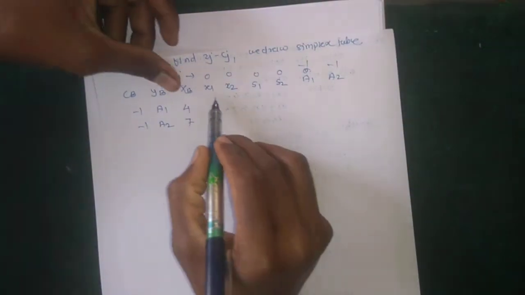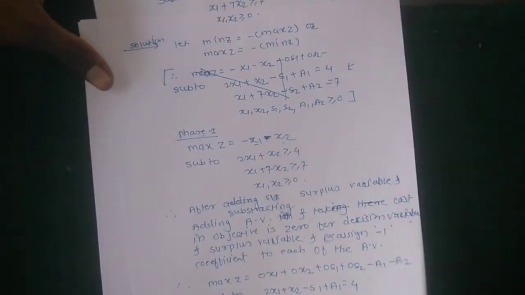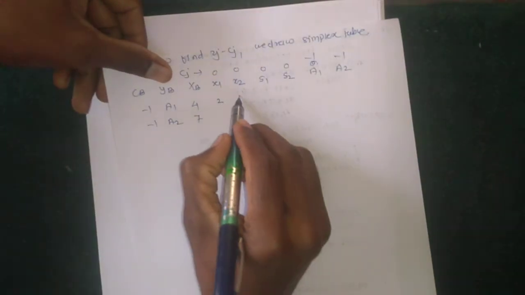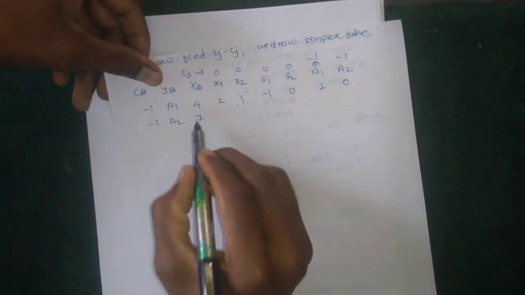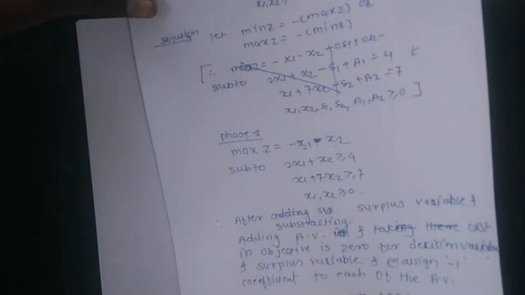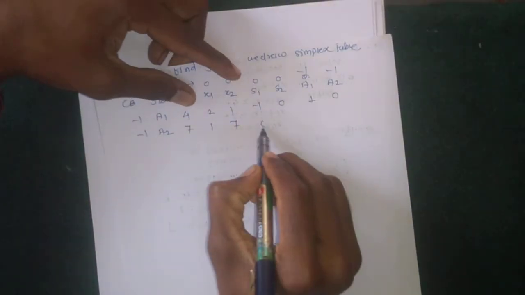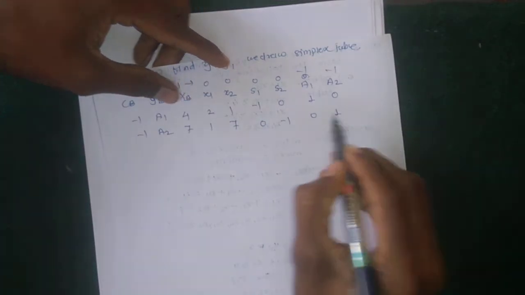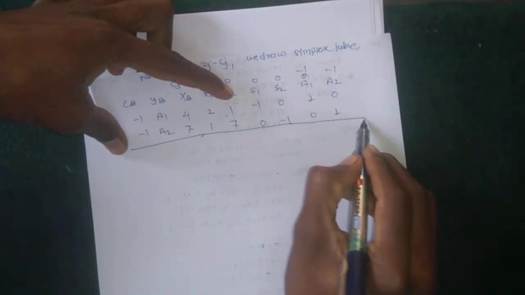Okay, and write the coefficients of the constraints for x1, x2. Their coefficients are 2 1 -1 0 1 0. And for the second constraint 1 7 0 -1 0 1. Okay, and we find their Zj minus Cj.